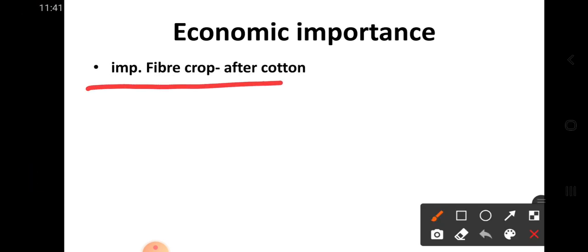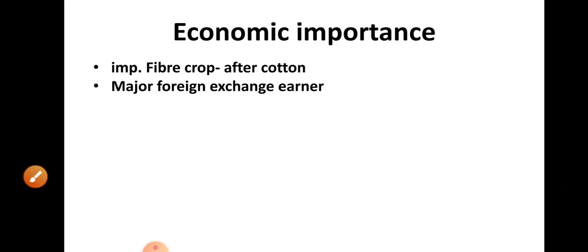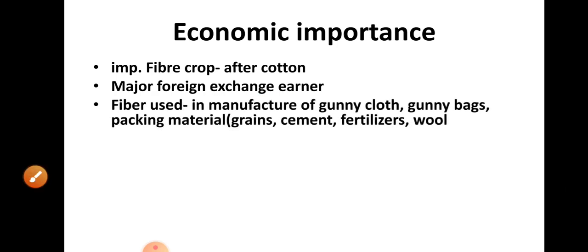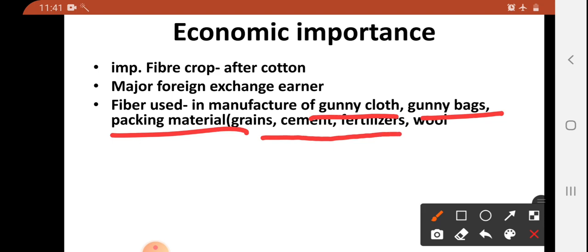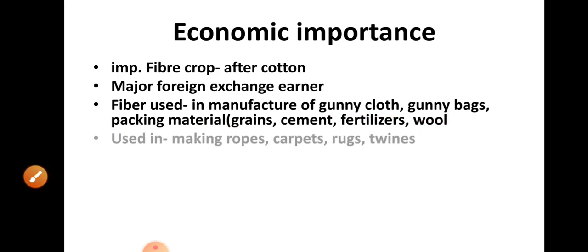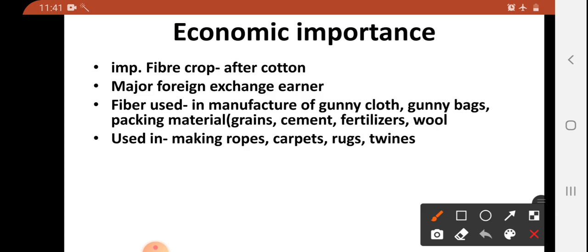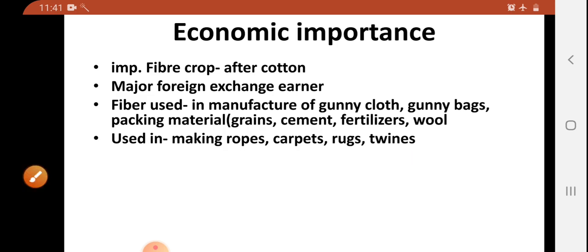It is an important fiber crop after cotton crop. Major foreign exchange earner crop. It gives us the majority of foreign exchange for the Indian economy. Fibers are specially used for preparation of gunny cloth, gunny bags, packing material, for example for grain, cement, fertilizers and wool. These fibers are also used for making ropes, carpets, rugs and twills. Nowadays, the majority of handicrafts are also prepared from jute.